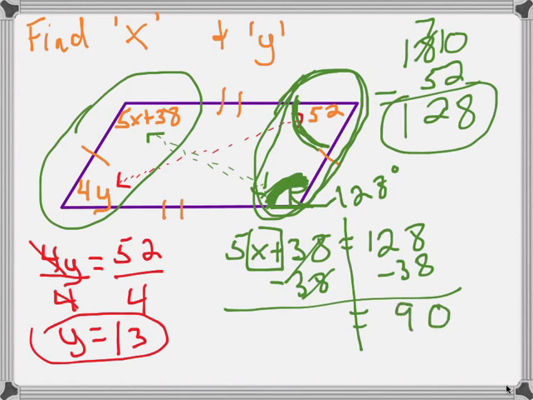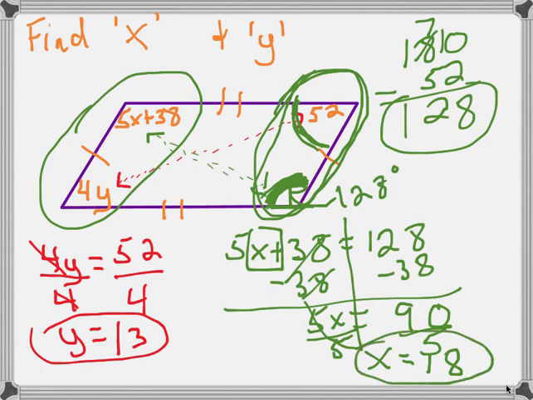Some of these are just simple equations, guys. Stuff you've done before. I know I keep saying that. X equals 18, I believe. Make sure my math is right. 5 goes into 90 18 times. Yeah, I'm good. So x equals 18 and y equals 13.